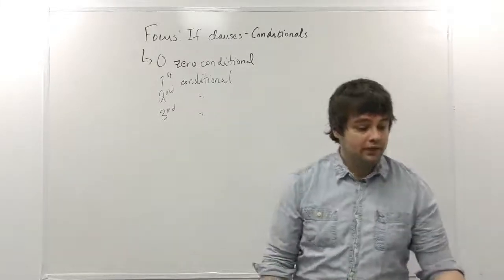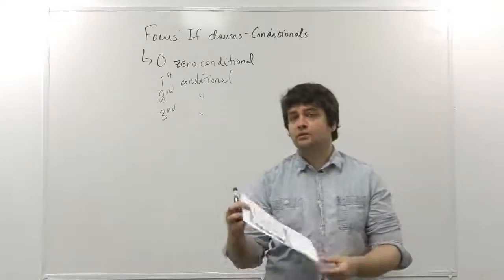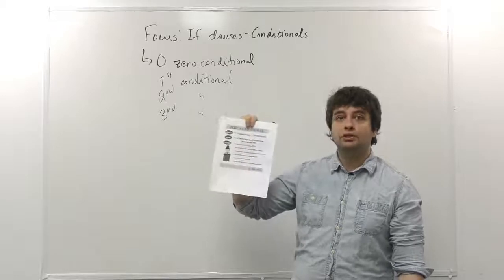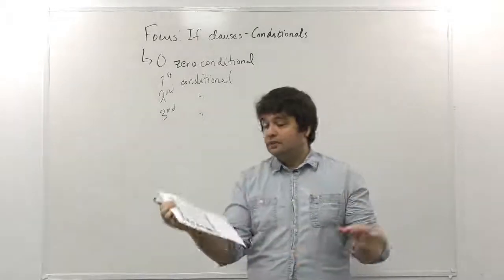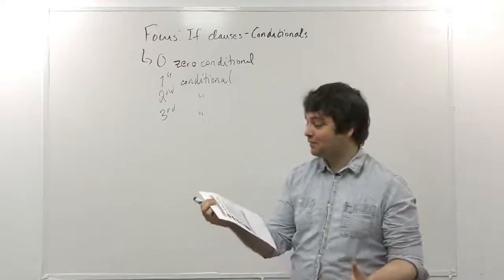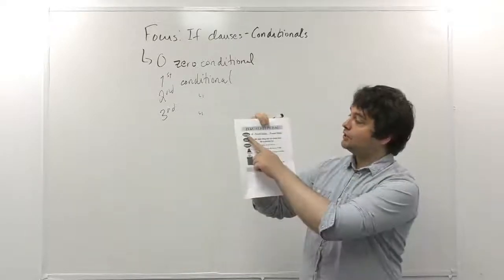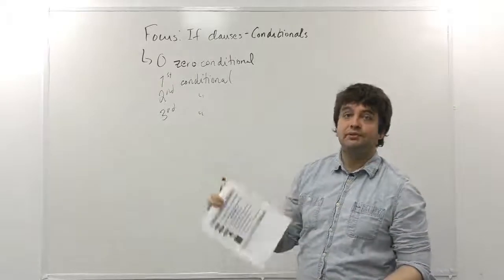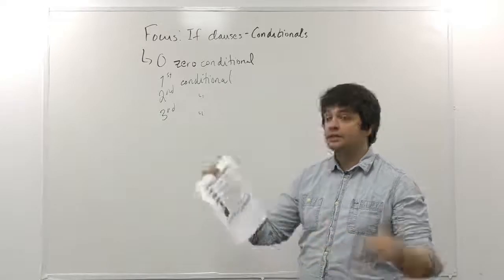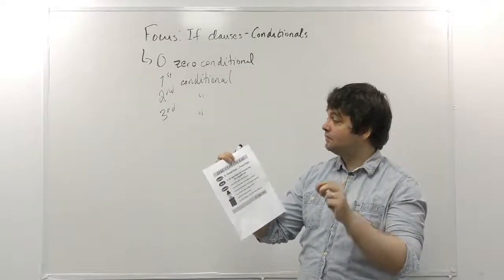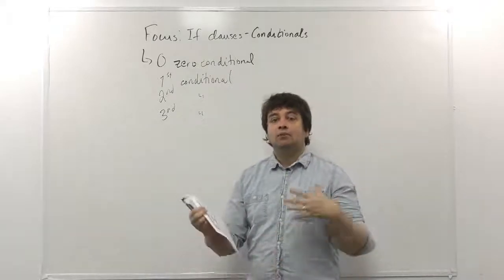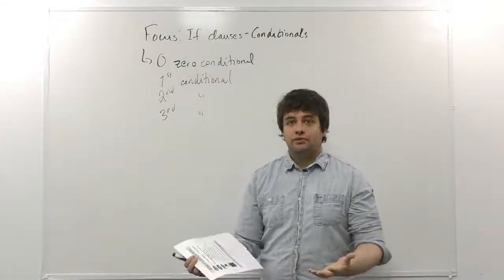So what I would like you guys to do is to take a look at this sheet here, right? And we're starting with the zero conditional first. So let's look at this together. The good thing for me is I won't have to write so many examples on the board. So we've got our structure, our usage, and our examples. Now, the structure for the zero conditional is very, very simple, right? It says if plus present simple, present simple. Okay. More important than that is when do we use this, right?